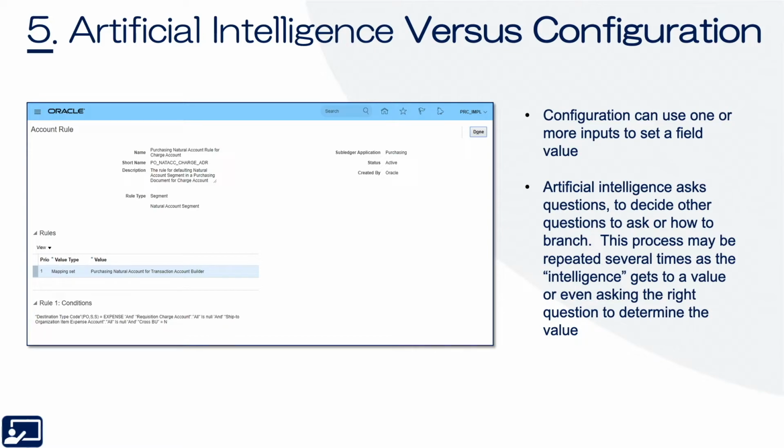Topic 5, artificial intelligence versus configuration. So here I chose to use the transaction account builder, which is certainly more complex than an in-app expert. In this scenario, a transaction definition defines a rule which goes and gets a different mapping set of values based on sources, and then it sets either one account or an entire accrual or expense account string. Much more complicated, involves some branching, etc. But this again is configuration, not AI.